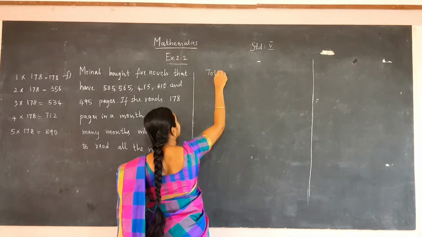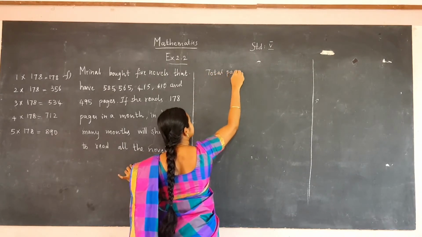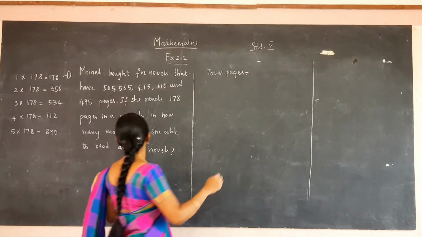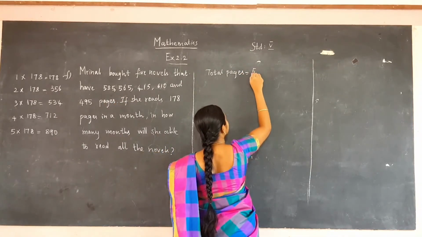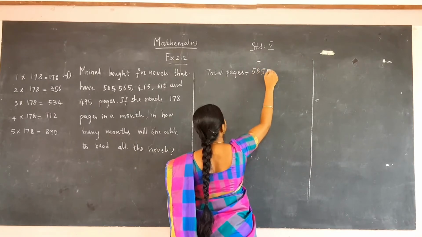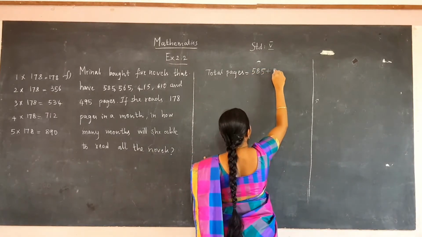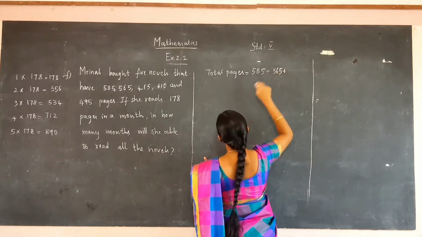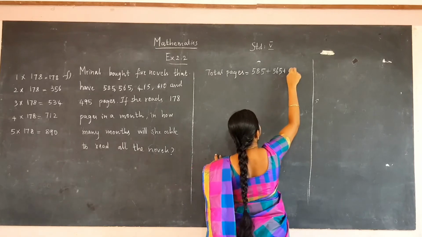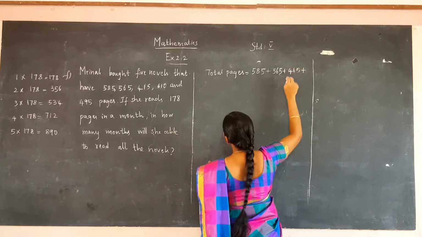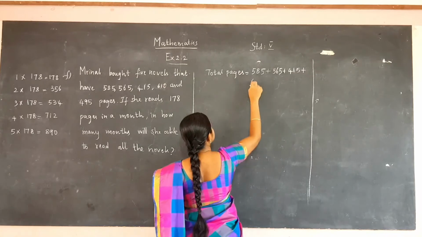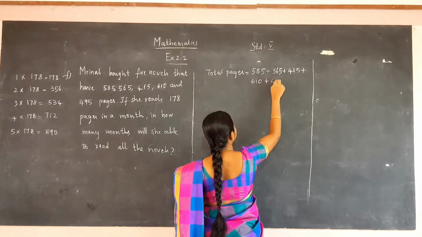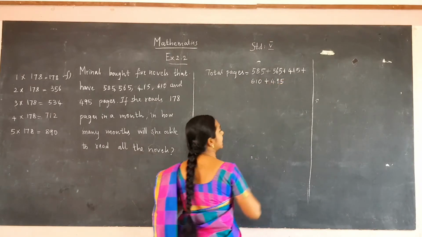Now we have to find total pages. That is, we have to add all the numbers. 585 plus 565 plus 415 plus 610 plus 495. Now we are going to add all the numbers.